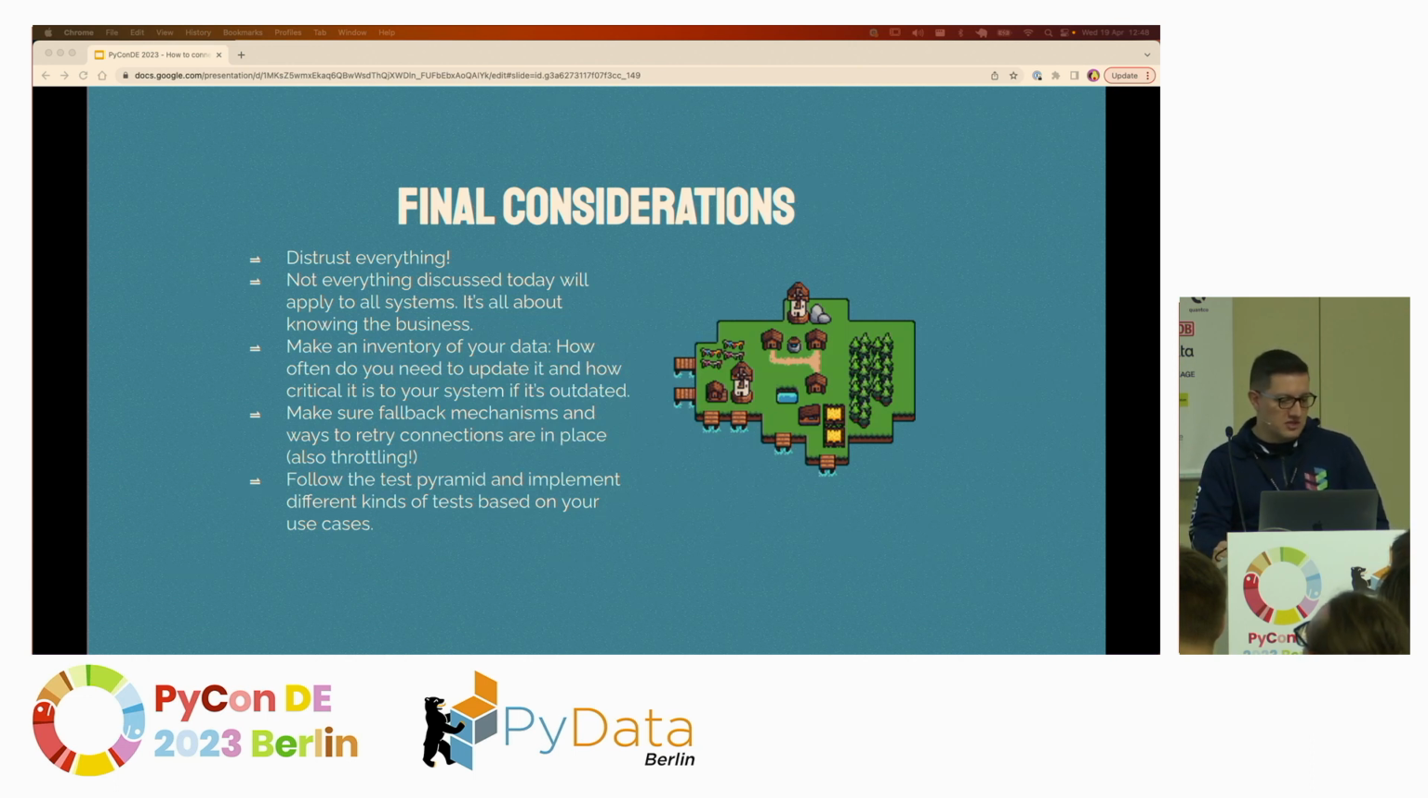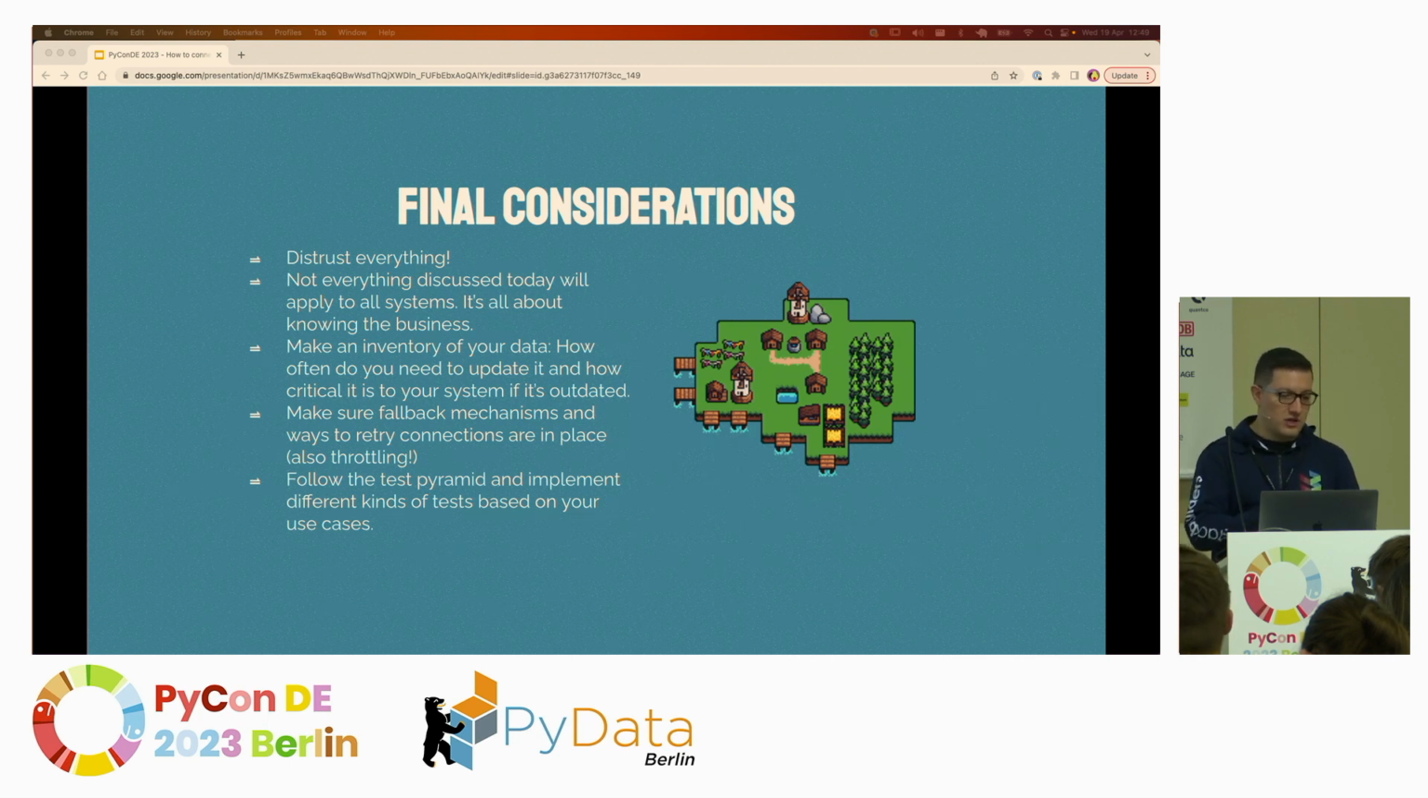And not everything we discussed today will apply to all systems. It's about knowing the business, and knowing where your business is going, where the direction is going, so you don't just implement things that you are not going to use. A good thing is to make an inventory of your data: how often you need to update it, and how critical it is to your system if that information would be outdated. And always make sure that your fallback mechanisms and ways to retry are there in the code.